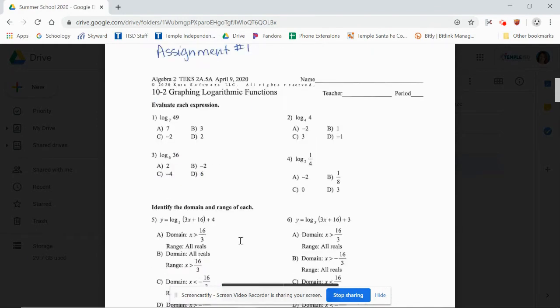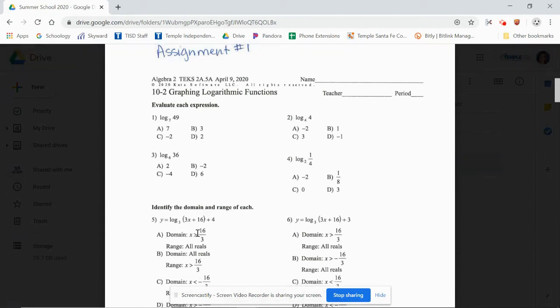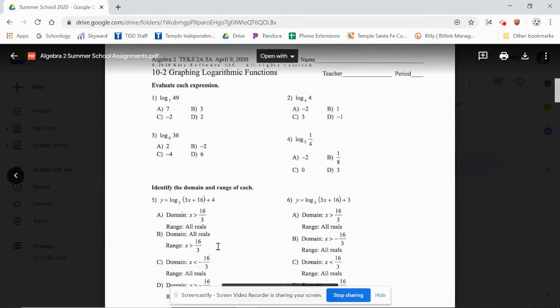And then you'll find multiple choice. If you put the exact problem into Desmos, you will be able to find the answer. For the domain and range, remember domain is what are the x options available, and range is what are the y options available. So when you put the equation into Desmos, you should be looking left to right to see where the domain starts, where it ends, and up to down, bottom to top, to see where the range starts and where it ends.